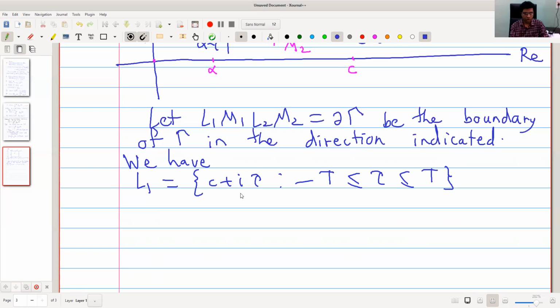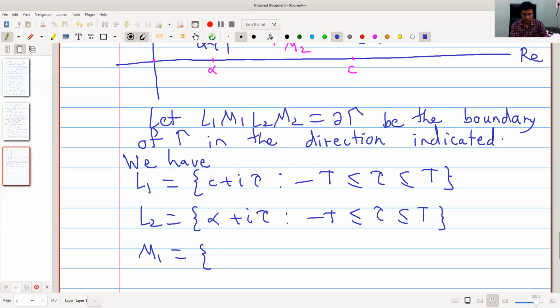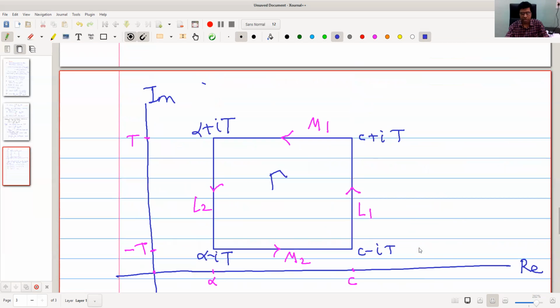Similarly, we write the equations of the other line segments. L2 is alpha plus i tau such that minus T is less than or equal to tau less than or equal to T. M1 is the line segment given by sigma plus i capital T. Sigma is a variable here, between alpha and C: alpha less than or equal to sigma less than or equal to C. So this is M1.